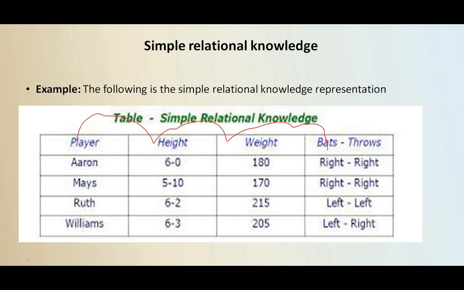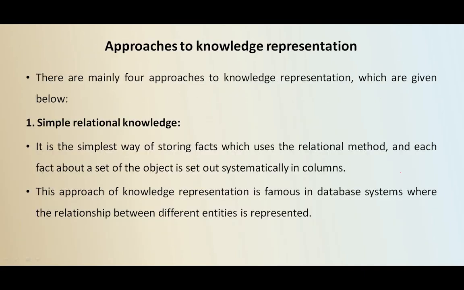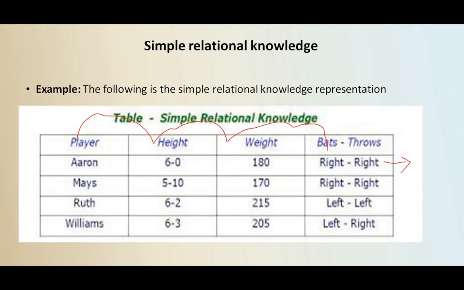And this particular table is completely related to another table also. Like that, the knowledge is related with each other in the form of tables and attributes. This kind of knowledge is called relational knowledge. Putting the data in the form of relational tables is called relational knowledge. A very good example for this is the database management systems, where the relationships between different entities can be clearly represented. In simple relational knowledge, again we have the first normal form, second normal form, third normal form, like that multiple normal forms.